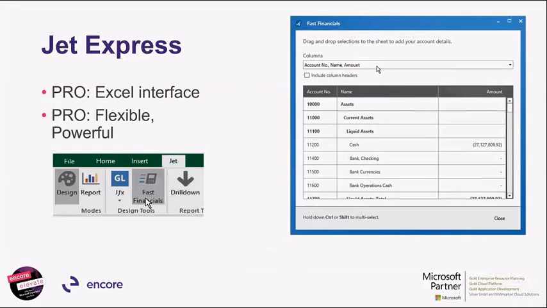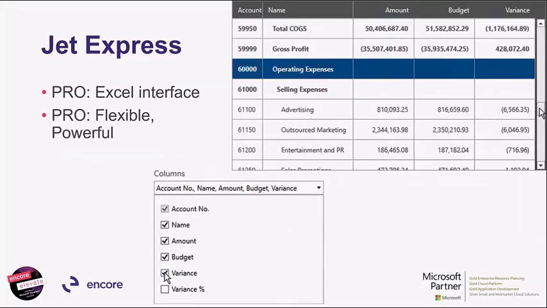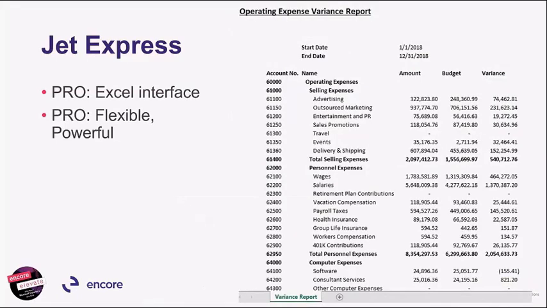Jet Express is pretty great. So it's in Excel. Everybody's already using Excel anyway. Most of the financial statements I see just get exported to Excel. This gets you there. Very powerful, very flexible. Here you can see, you just click Fast Financials, for example. We've got the different accounts we can add. Click the different columns that we want. We can rearrange our rows and see the amounts, the budget, the variance, and just kick out an expense report like this.